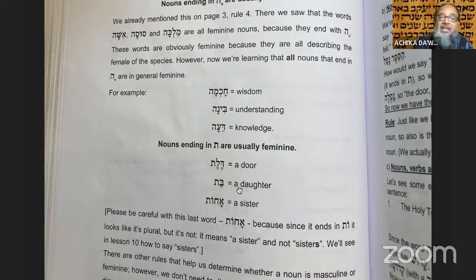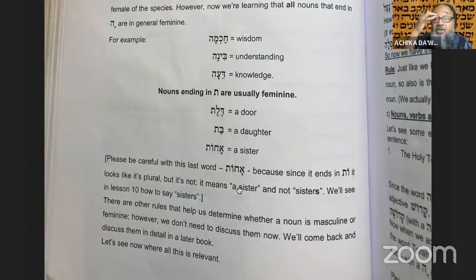So the nouns ending in the tav are usually feminine when they change. Not only when they change, you know how they say we remove a hey and then you put a tav on it when it's in a construct, but also there are nouns that end in a tav as well that are feminine. Like what? Door, delet, that's feminine. Daughter, bat, feminine. Achot, that's a sister, feminine.